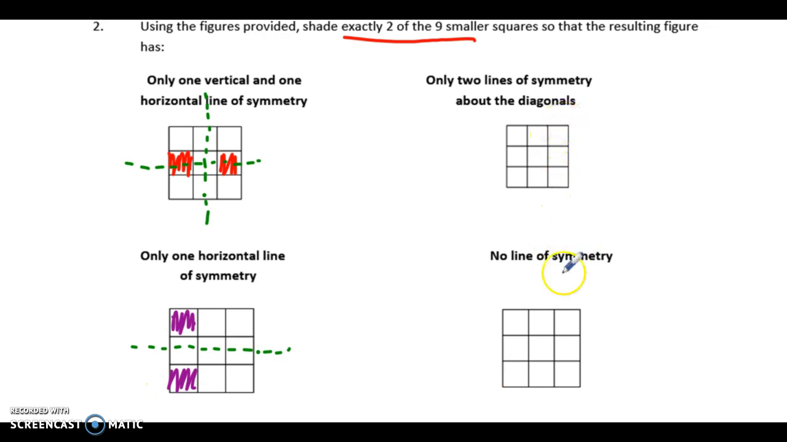All right, you're going to finish up these 2. This one is symmetry about the diagonals, and we want to do both diagonals. So you need to shade 2 squares so that you can fold both ways. And this one, no lines of symmetry. So give that a try.